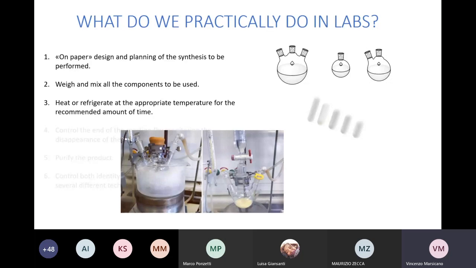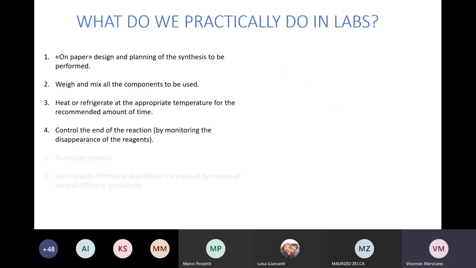And then we perform the reaction for a recommended amount of time. This cannot be determined a priori, because even if we have a similar reaction that has already been done, we could only have a suggestion on the possible amount of time needed. A way to behave is to monitor, to control step by step the reaction, to see when the reaction is completed. This can be done using different strategies. The most used one is to control the disappearance of the reagents, because, as you may easily understand, when we have no more reagents in the reaction mixture, this means that the reaction is completed.